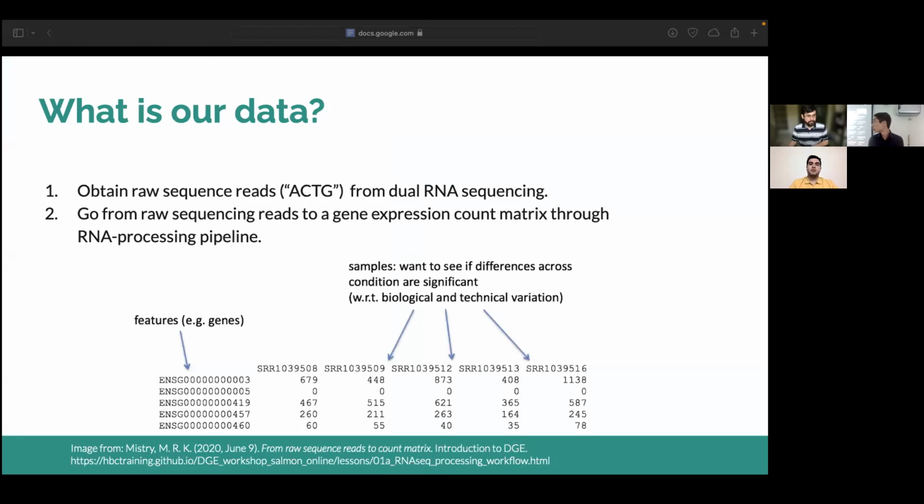Like every machine learning problem, we need data. And to obtain the data, we need to convert the raw sequence reads, which are the strings that consist of ACTG characters, into count matrices through a bioinformatic pipeline. The image here demonstrates our count matrix, and the rows here are gene IDs, which are our features, and the columns here are our samples, which correspond to different conditions of an experiment.